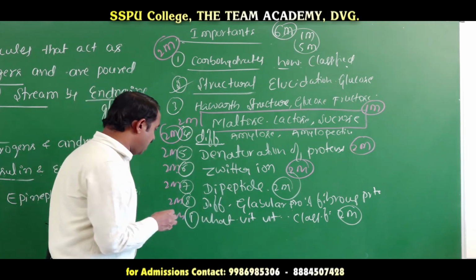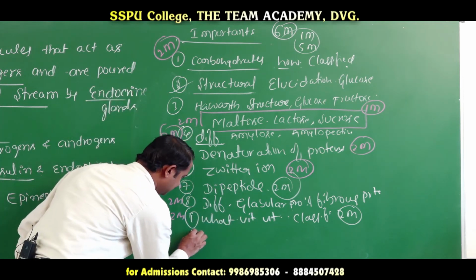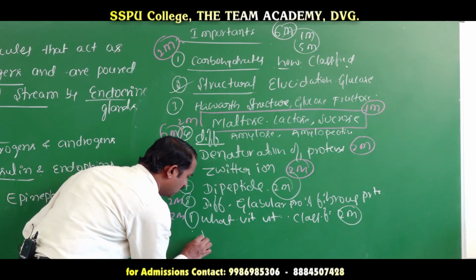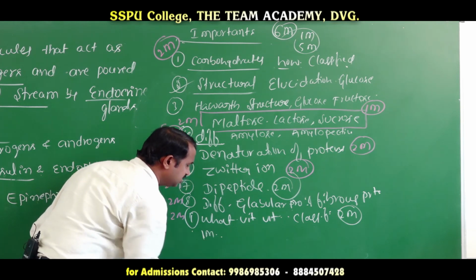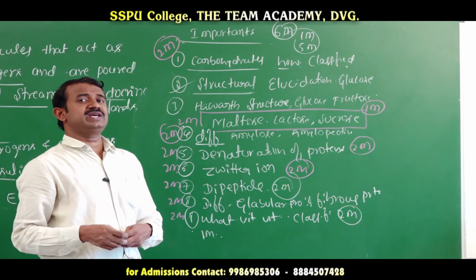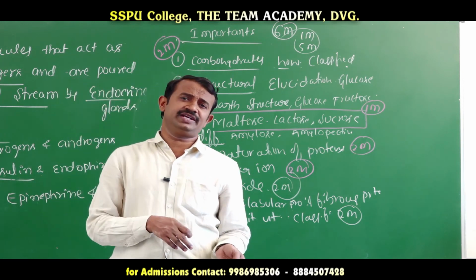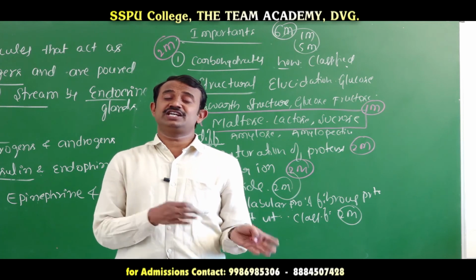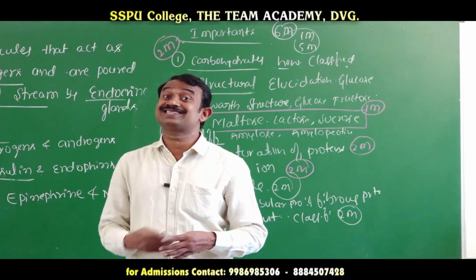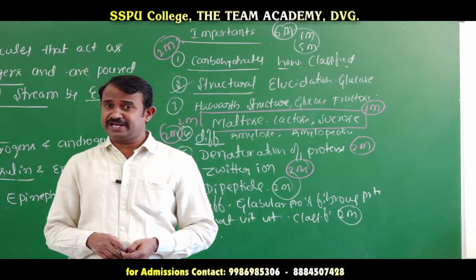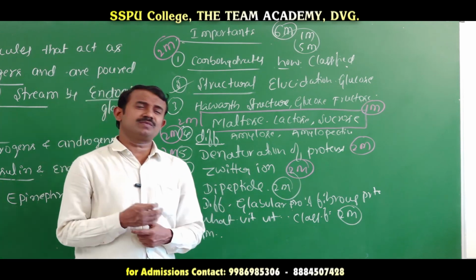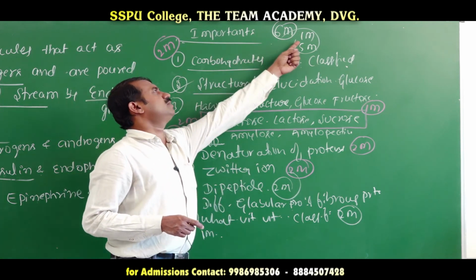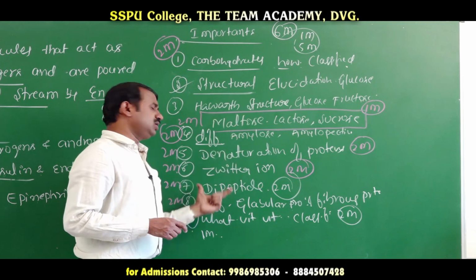Next, nucleic acids, 1 mark questions. Which bases are present in DNA but not in RNA, which bases are present in RNA but not in DNA, and which bases are present in both DNA and RNA. They will ask 1 mark questions because only 1 mark questions are more here, covering everything.